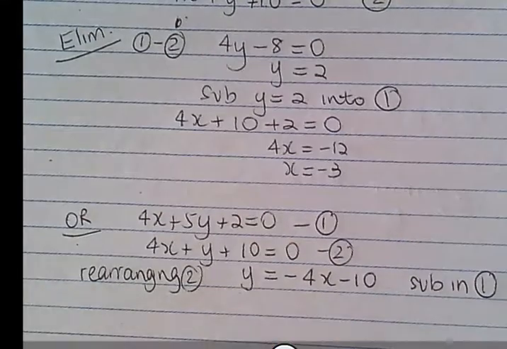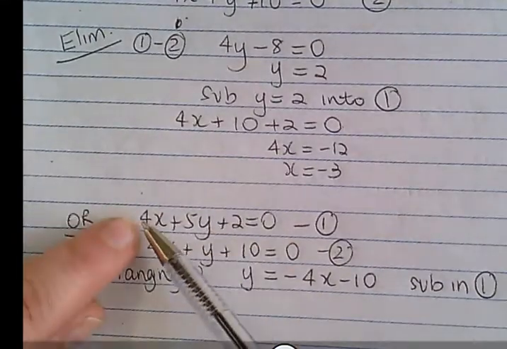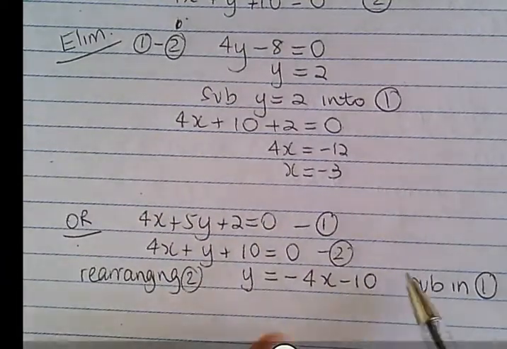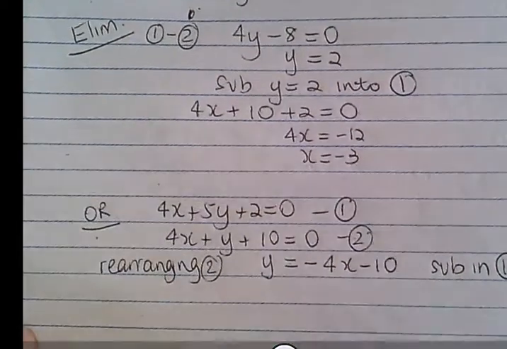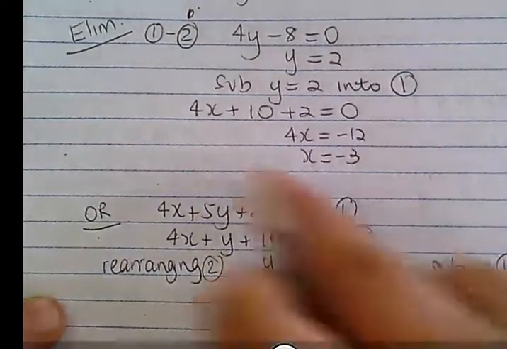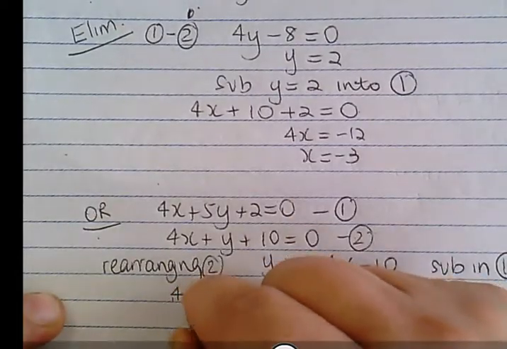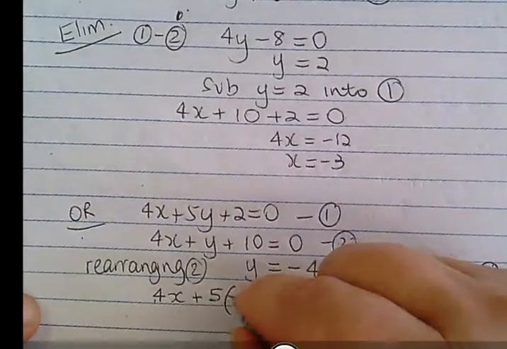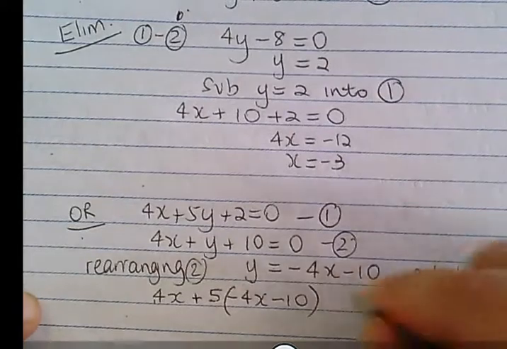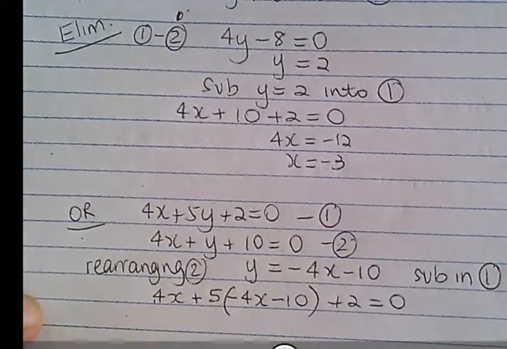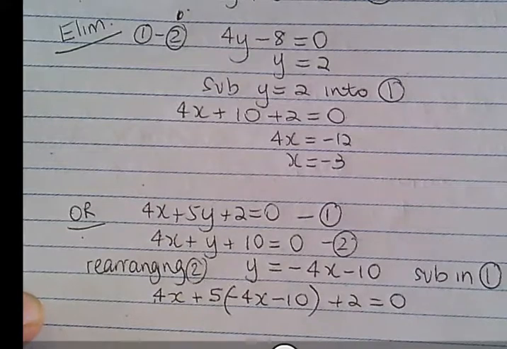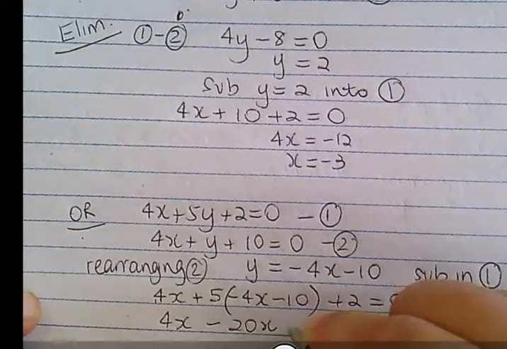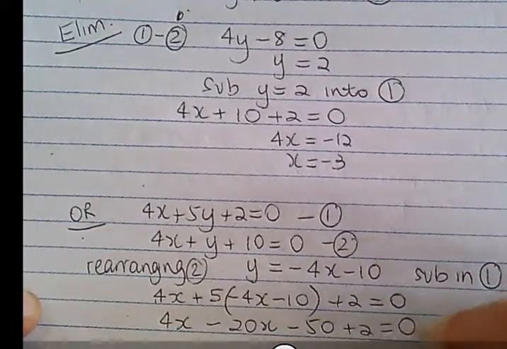So this is the substitution method. Let's say I gave you the question like equation 1 was 4x plus 5y plus 2 is 0, and y equals negative 4x minus 10. You would definitely substitute. So I'm now going to sub this into 1, and I get what? 4x plus 5 bracket, negative 4x minus 10, plus 2 equals 0. I know this is longer than the other one, but I just want to show you substitution.